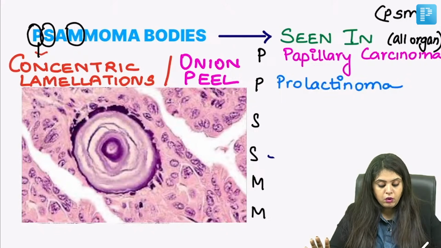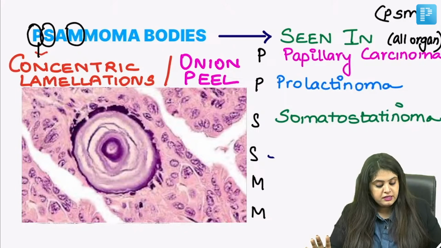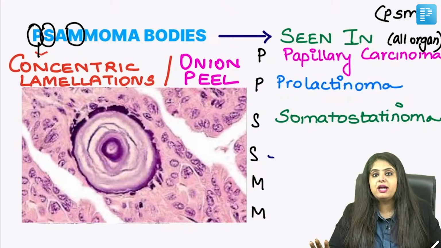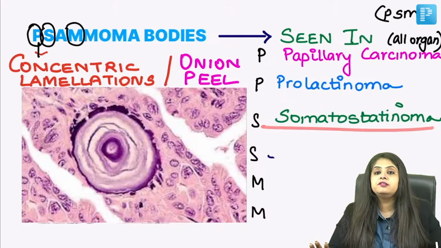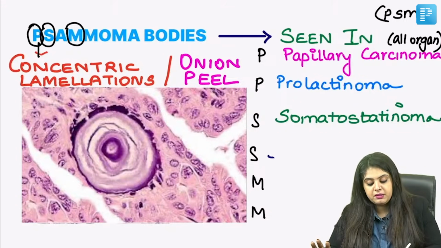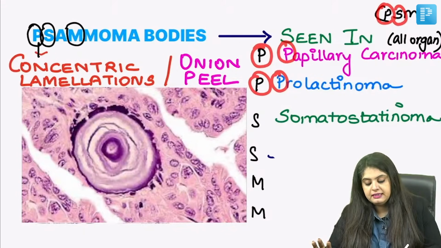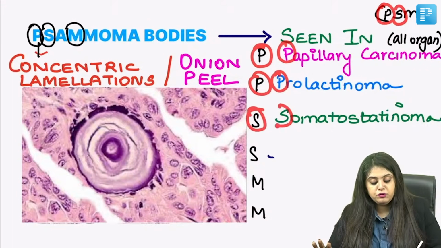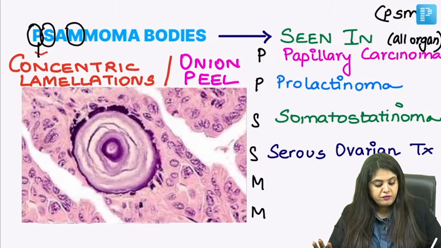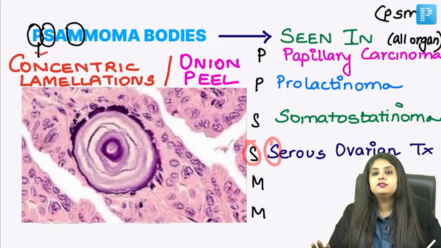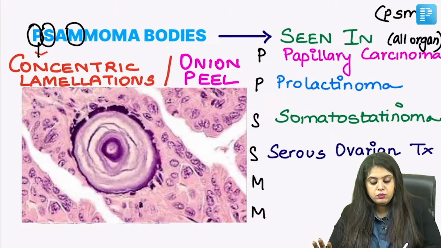Then come to hormonal diseases. Prolactin increasing, so prolactinoma. Growth hormone increasing, so somatostatinoma. So remember, P for two things, papillary cancer and prolactinoma. Then we come to S for somatostatinoma and S for ovarian tumors. Which ones? Serous ovarian tumors. Then you come to two M's.